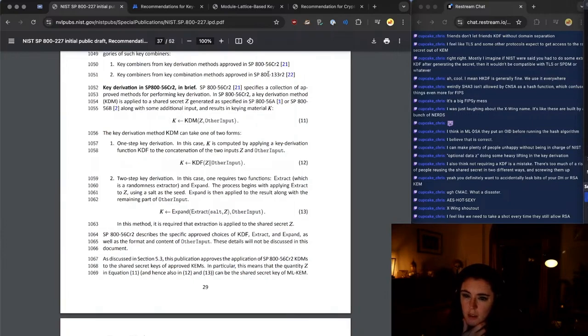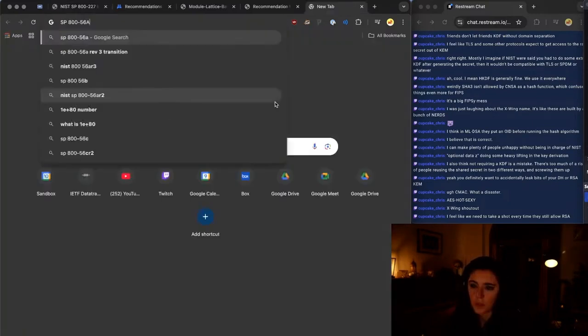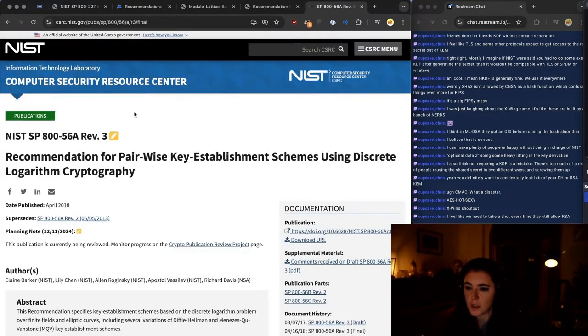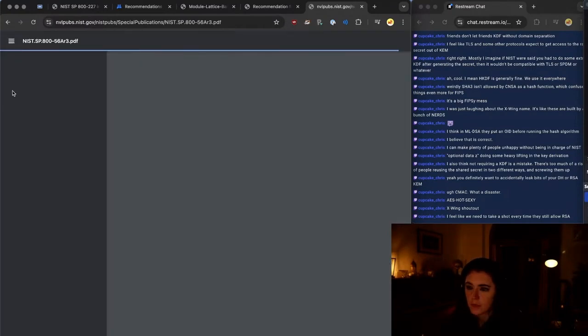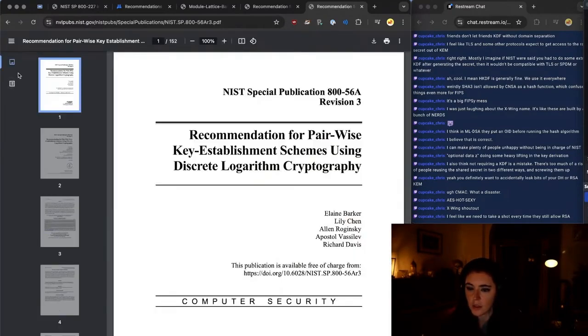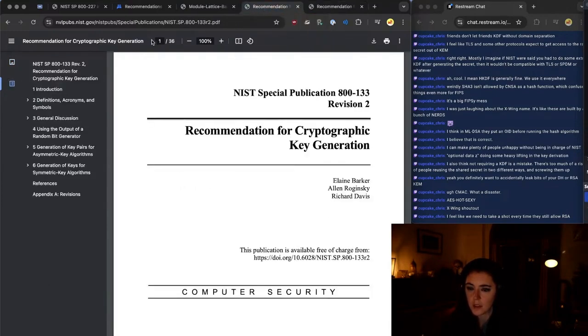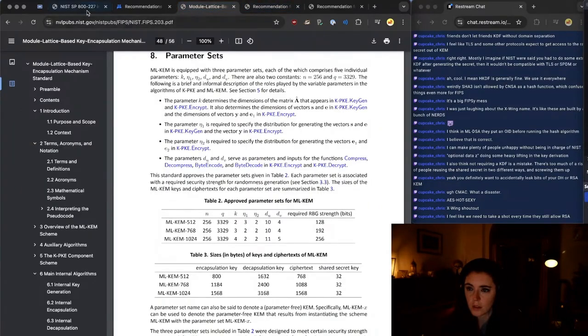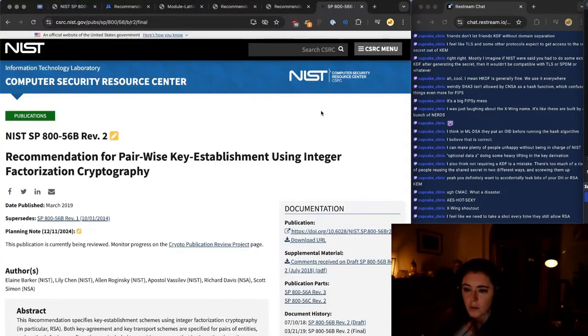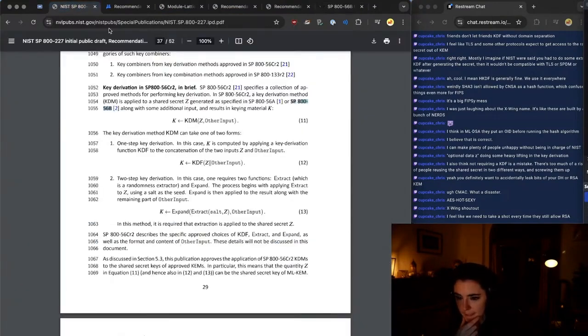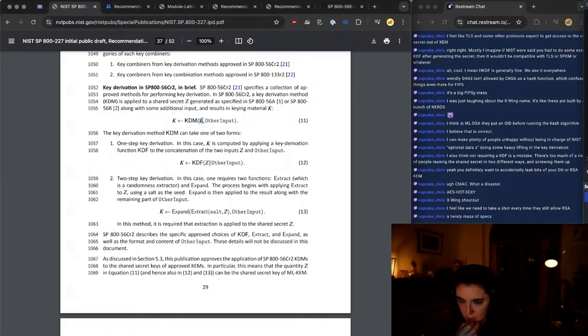Is this the approved RBGs? No, okay, no, it's not. It's the, yeah, 56A Rev 3. Okay, this is like elliptic curve stuff. And 56B, nope, 133, nope. Oh, RSA. This one's for RSA. Okay. So this is literally use elliptic curves and use the approved thing from those ones with the elliptic curves or RSA. Put your post-quantum stuff in here.